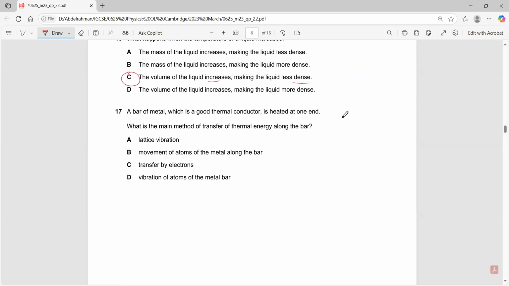A bar of metal, which is a good thermal conductor, is heated at one end. What is the main method of transfer of thermal energy along the bar? That is vibration, movement of atoms, transfer of electrons, vibration of atoms of the metal bar. Which of them would be correct? Transfer of electrons is the fastest way. Lattice vibration is correct. Lattice vibration is not wrong, okay? But the transfer of the electrons is the fastest way by which you can transfer the energy.